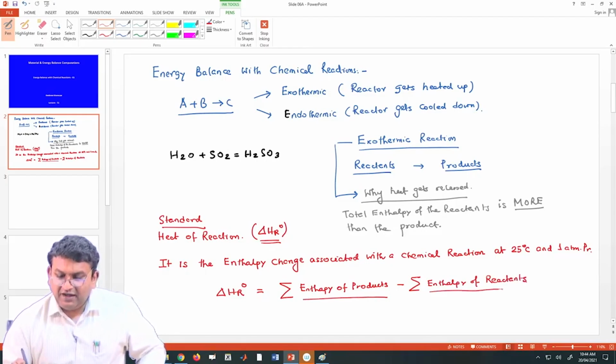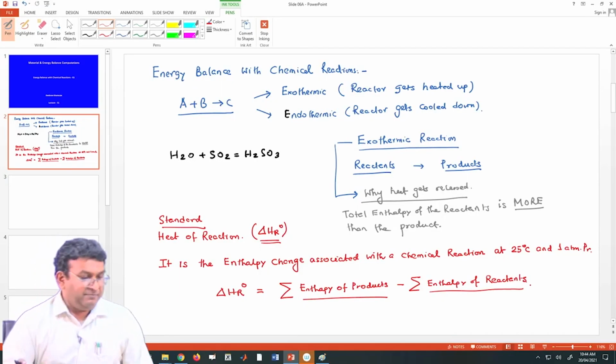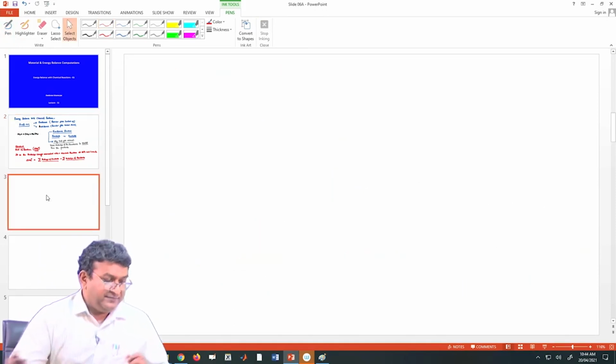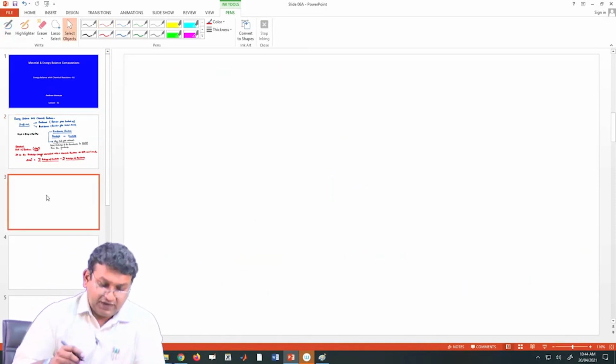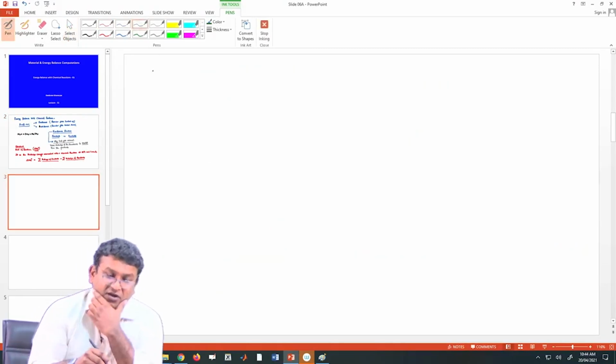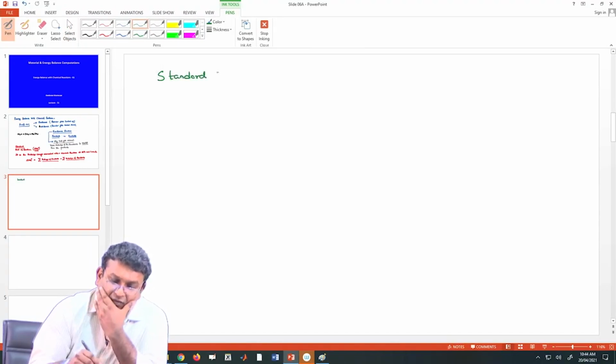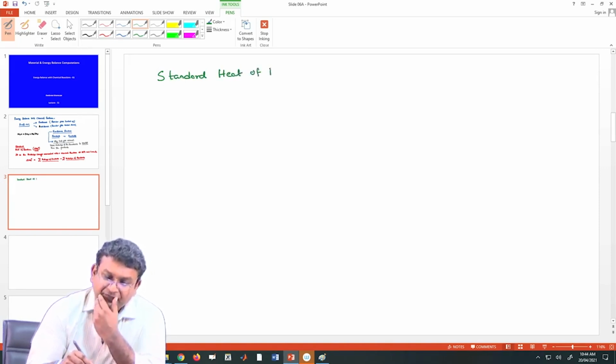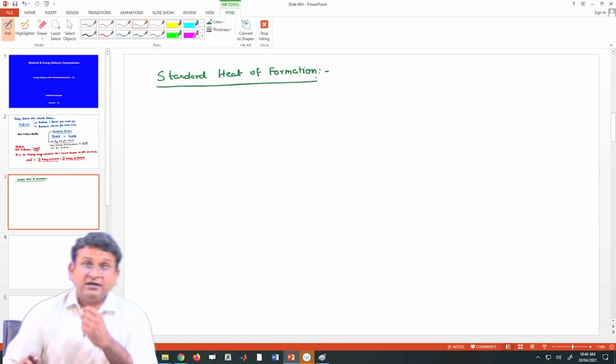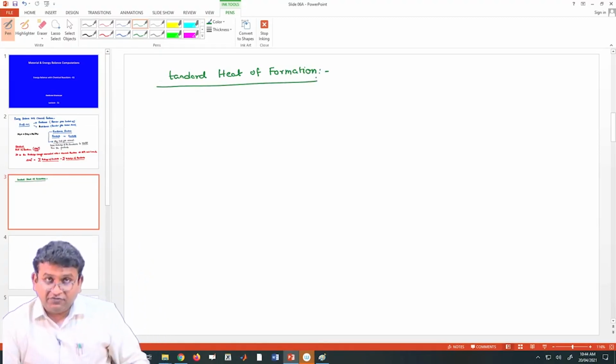Now, the question is, how do we write the enthalpy of the reactants or these products? In order to do that, we need to define a parameter which is known as the standard heat of formation. This is a very, very interesting concept, because many of us often forget, and what is even more interesting, the assumptions associated with the standard heat of formation.